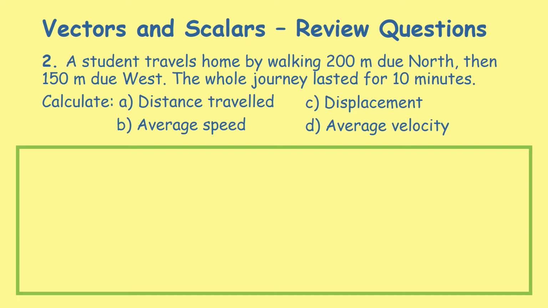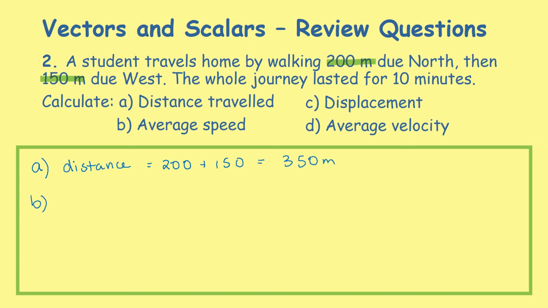Again, let's go for distance first. So we know the distance is a simple addition. So the distance is going to be equal to this 200 meters, add on the 150 meters. So in total, our distance is 350 meters.